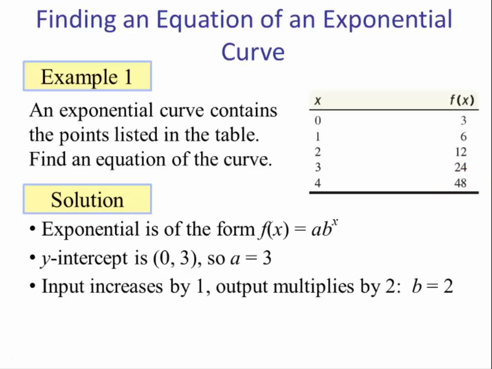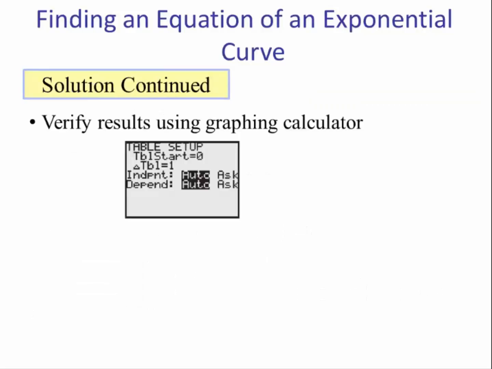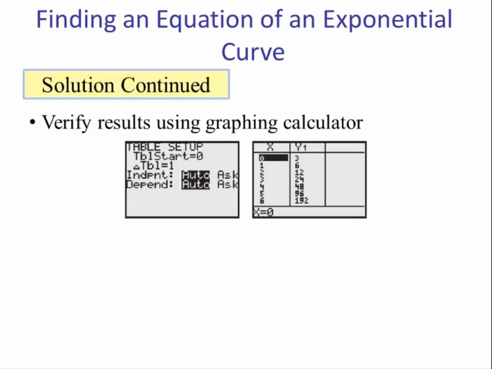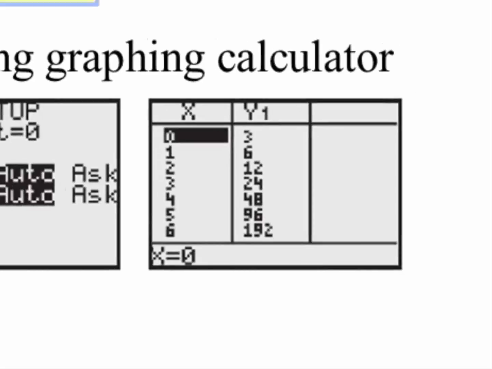Putting these two values in the form, we have our function f of x equals 3 times 2 to the x power. And we are finished. We can verify by using the graphing calculator. We put the equation in y1. Using the table set, we can make sure the independent and dependent are on auto, and here we have our table. This is the same table of values as the problem stated. So we have verified that this is the correct equation.